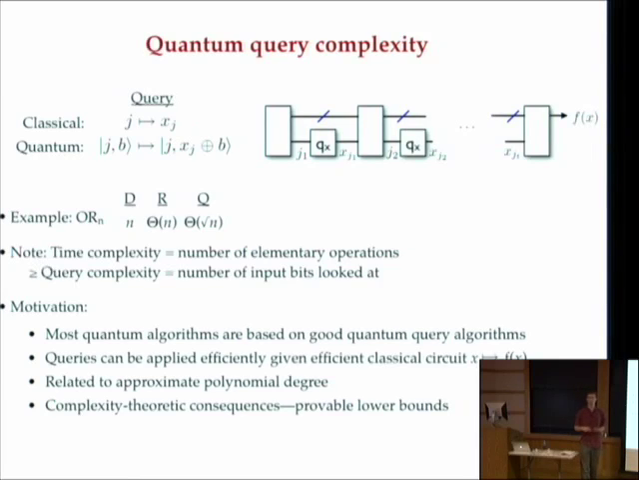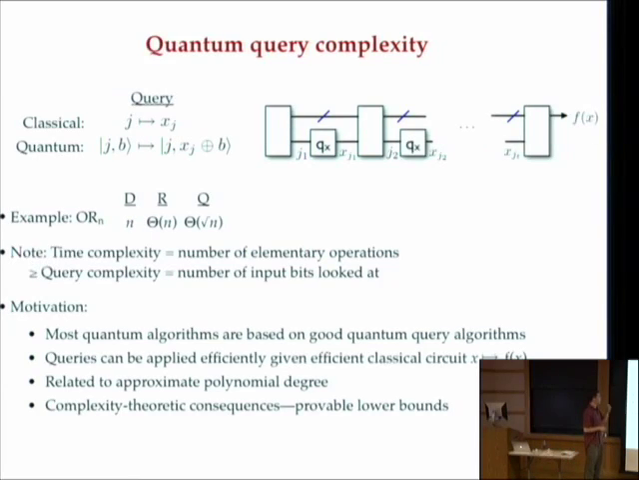Quantumly, any operation has to be reversible. And so it's going to take j and a bit b and return j, xj xor b. And also, it's going to be a coherent query. So if you run it on a superposition of inputs, you'll get the corresponding superposition of outputs. That's why I put it in a ket here. And so the query complexity quantumly is the number of queries you have to make.